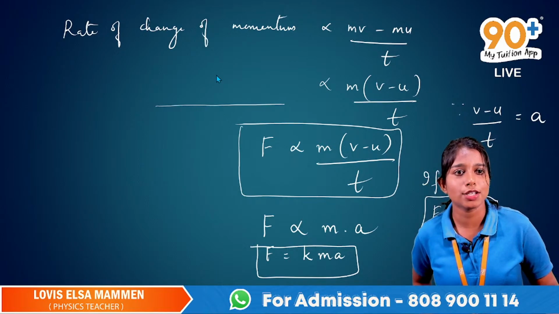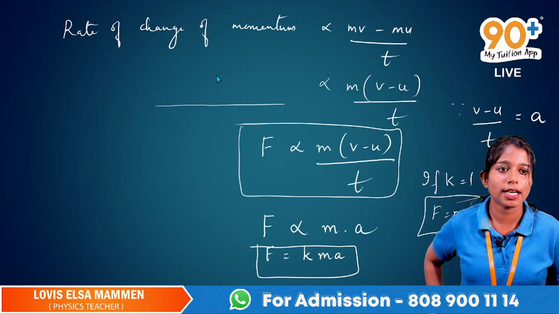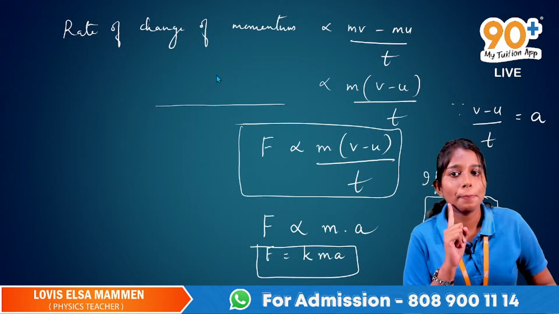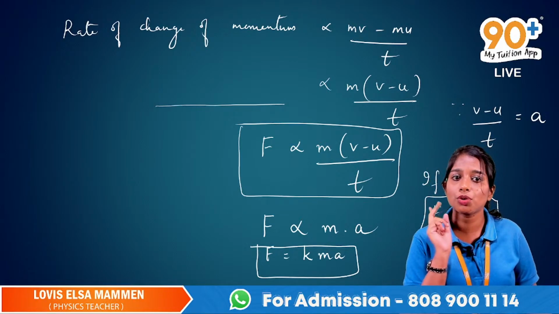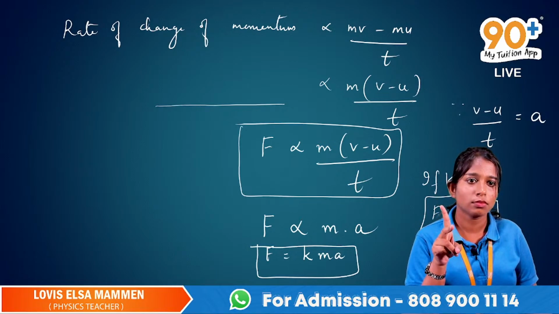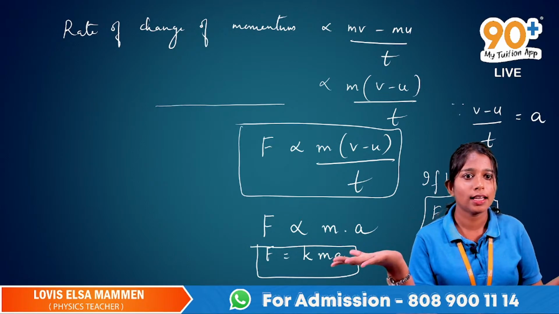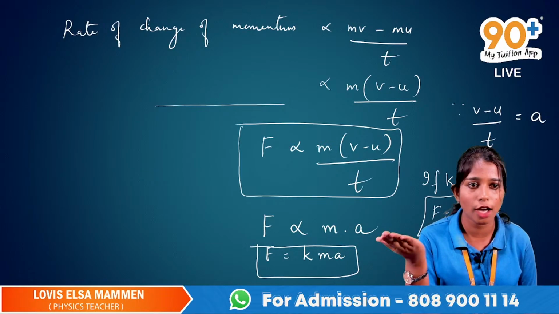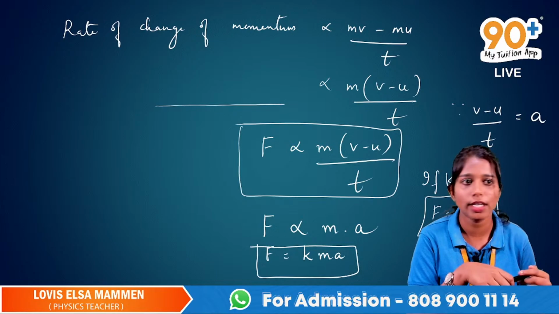Understood? What should you do when you come to the next class? I have actually given you homework: write this definition 2 times. Study the derivation of Newton's second law of motion. Yes or no? Understood?